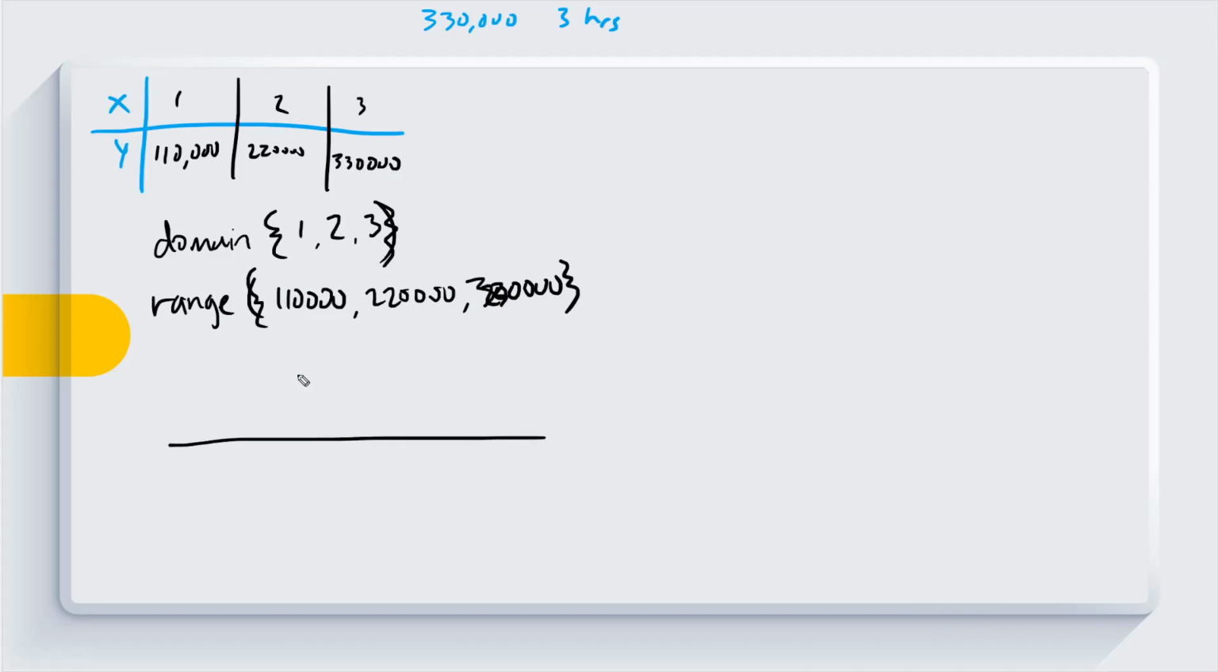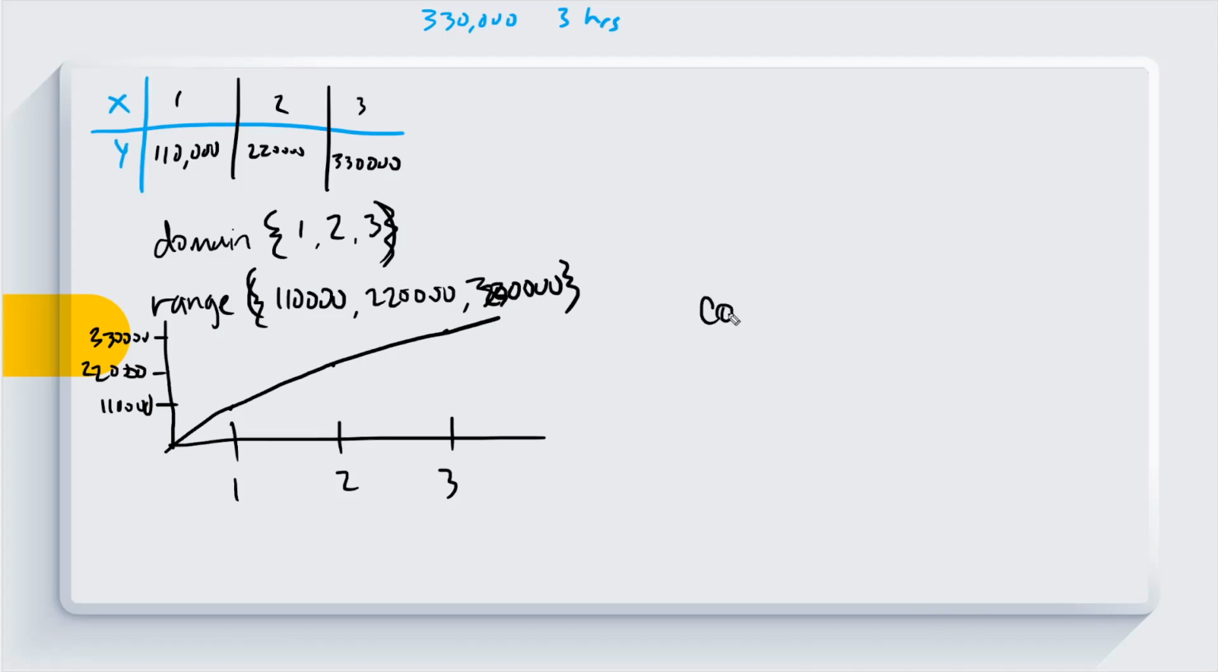So let's graph this. I'm only actually going to use the top quadrant 1. I'm not even going to draw the other quadrants. 1, 2, 3, and then this is going to be, I'm just going to do this. 1, 2, 3. Okay. This one is going to be filling up like this, right? It's not like after an hour, just boom, going to have 110,000 gallons. It's going to slowly fill up over time. So that means this is a continuous function.